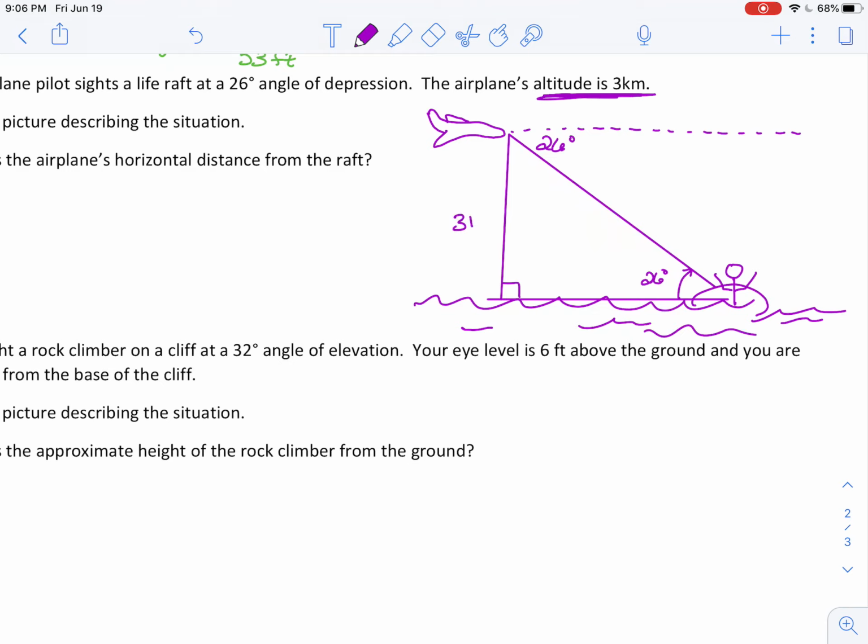Then it also told me the altitude of the plane was 3 kilometers, which is the height. We're supposed to be finding the horizontal distance, which does not mean this. This is not horizontal, because it's not like the plane's going to suddenly readjust their route and go and dive bomb this raft. It's just saying, what's this horizontal distance so they can report the location, presumably so somebody can rescue it. So, it's a right triangle. The hypotenuse is not labeled, because like I said, I don't need to know that dive bombing distance.